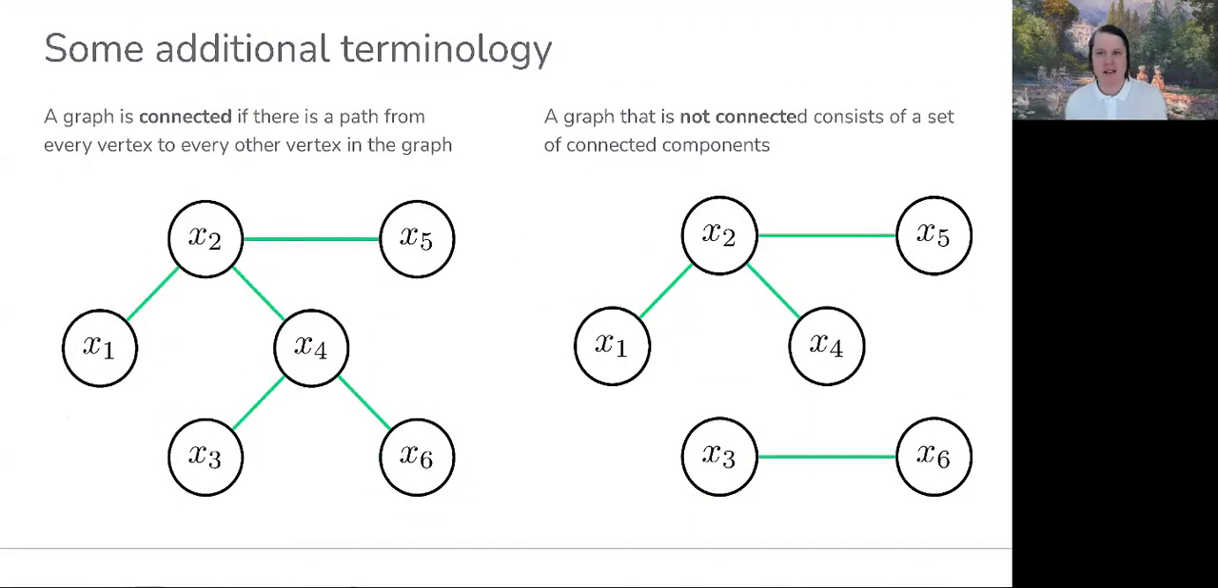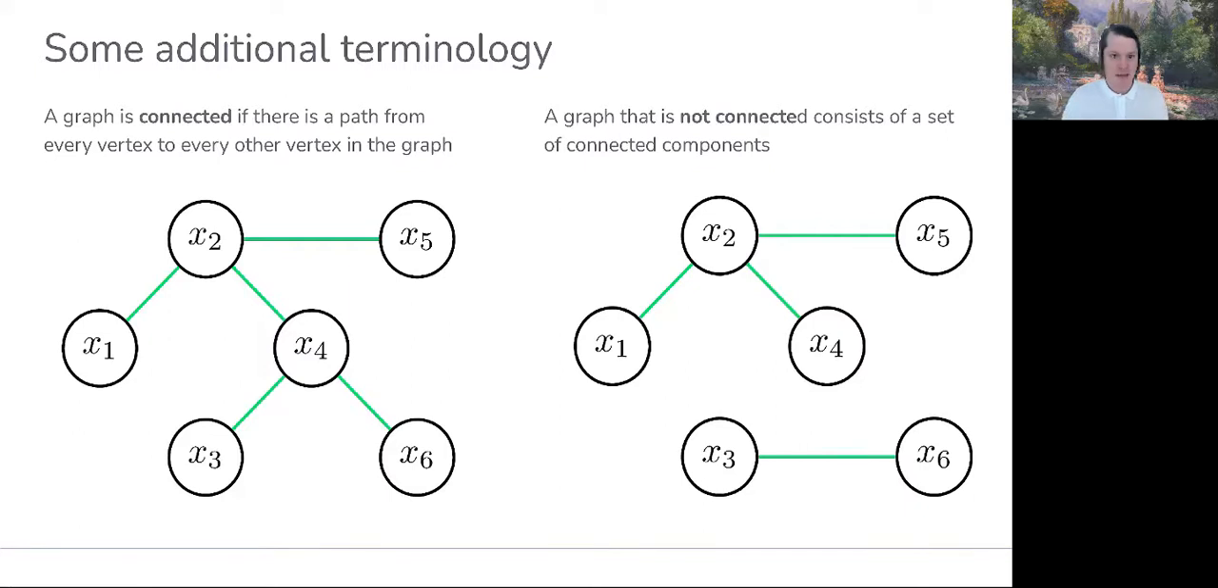So I wanted to introduce this concept of a connected graph, which is simply a graph that can be labeled as connected if there's a path from every vertex to every other vertex in the graph. Contrast the example provided here on the left with that on the right, where a graph can be considered not connected if we're unable to access each of its vertices from every other vertex.